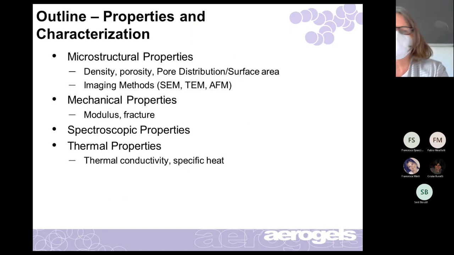So last time we talked about some of the microstructural properties of the structure: density, porosity, pore distribution, and surface area. I didn't get to imaging methods, so I'll talk about those today. Then I will also talk about mechanical properties and spectroscopic, really optical properties. I will not get to thermal today. I will do that at the beginning of next week, unless I talk really, really fast, but I will not do that. We'll try to talk slow.